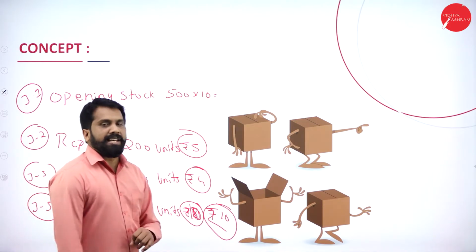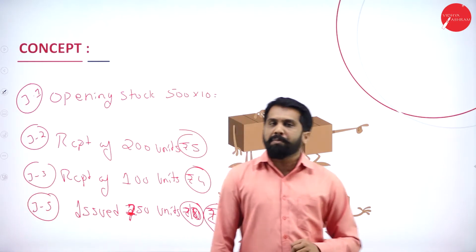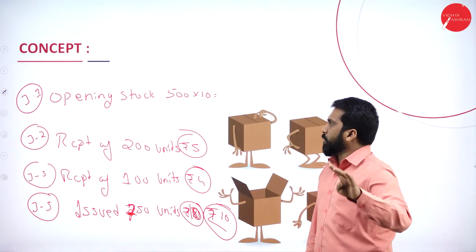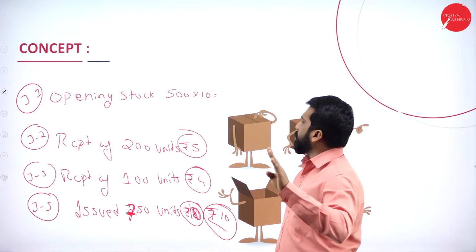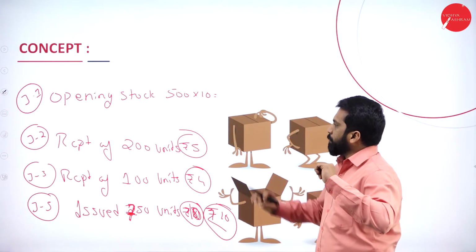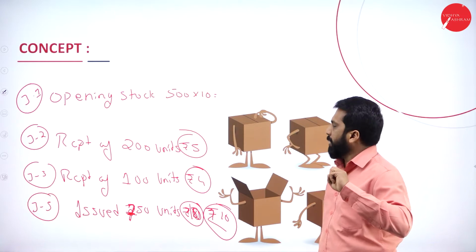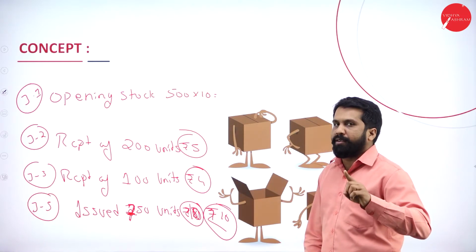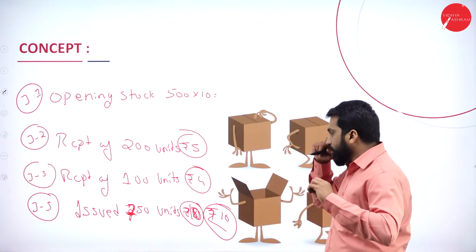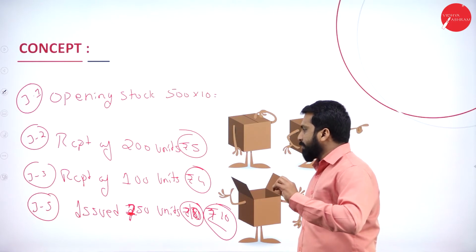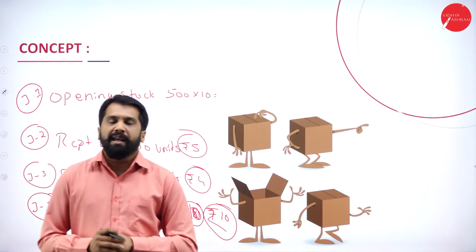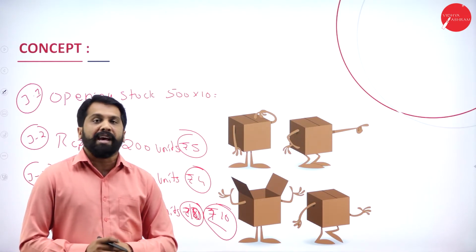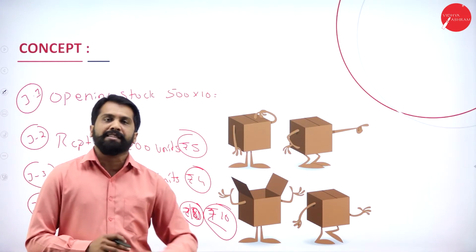Now, these are the informations we have. So how many transactions we have? Total 4. First will be your opening stock, 500 units of rupees 10 each. Receipt of 200 units at rupees 5. Again receipt of 100 units at rupees 4. Again issue of 750 units at rupees 10. These are the informations which are available. For this information, how can we do the calculation? I'll discuss this.